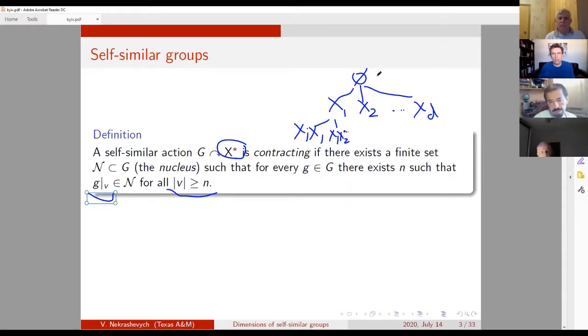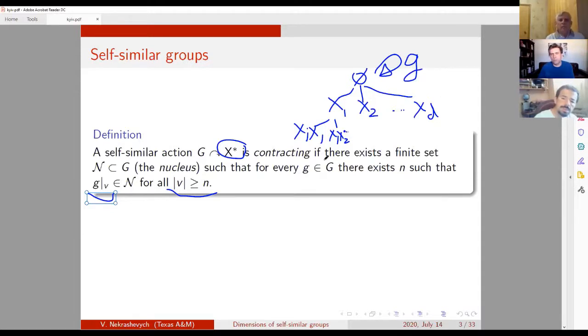And then if you have a group action, so an element acting on this rooted tree, then the action on every subtree going down will also be an element of the group. And so contracting means that if you go deep enough in this tree and look at how this group element acts on the subtrees deep enough, then all the actions that you see on these subtrees belong to a finite set. So eventually you see only a finite number of possible situations.